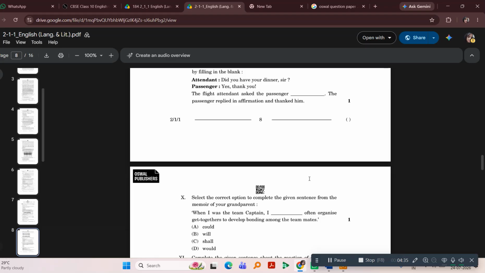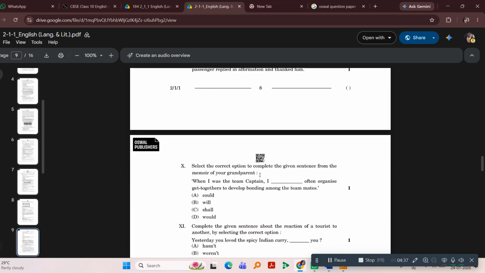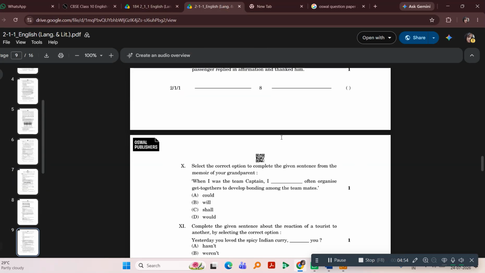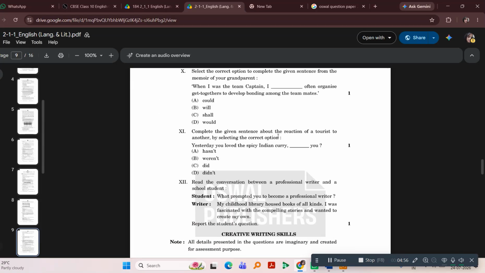Now let's move on to the 10th one. Select the correct option to complete the given sentence from the memoir of your grandparent. When I was the team captain, I dash often organized get-togethers to develop bonding among the teammates. So the correct answer should be would. We use would when we were accustomed or used to doing something.